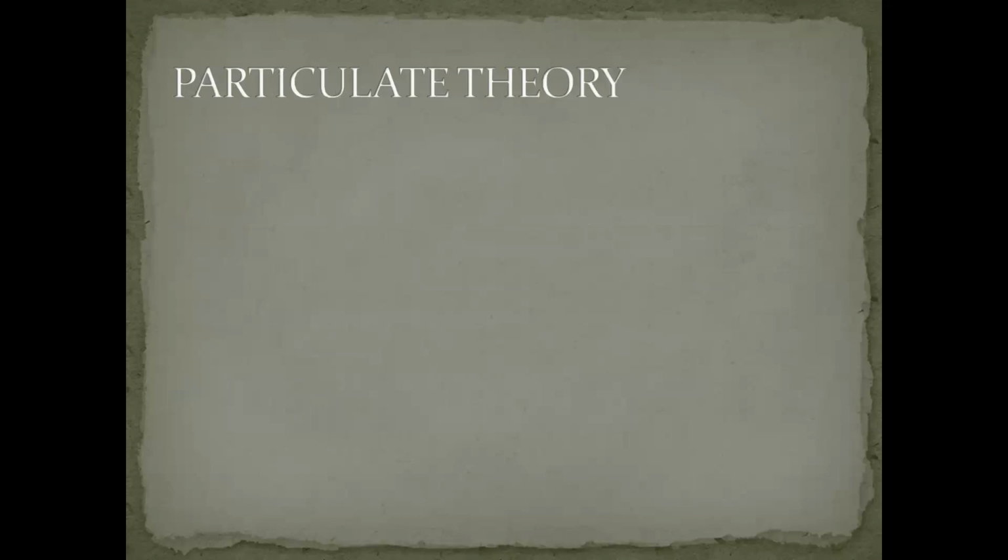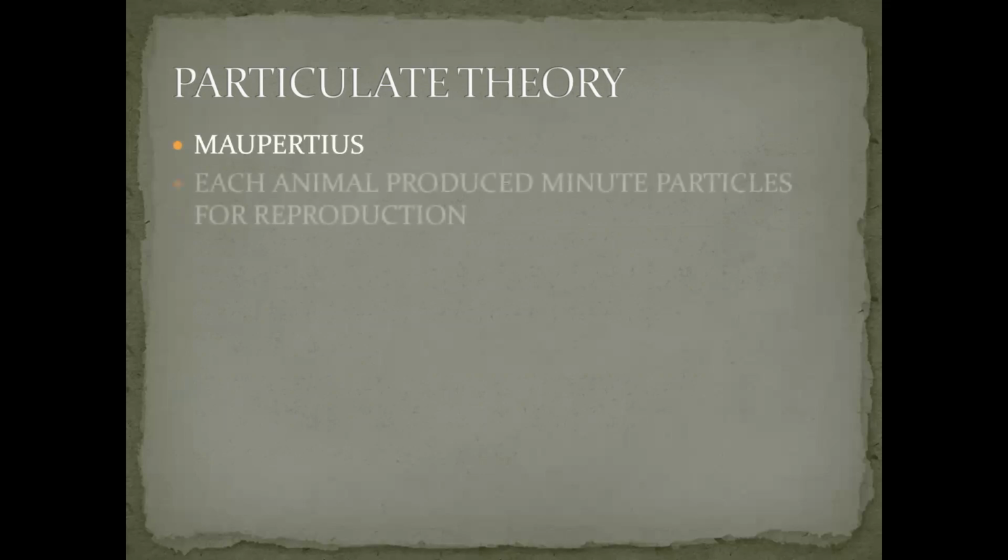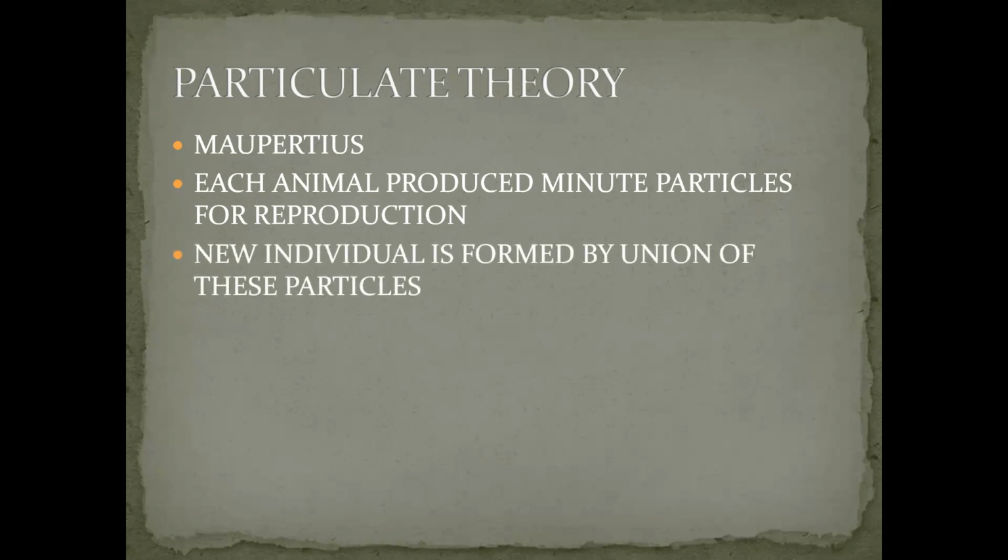Then we have particulate theory. This was given by Maupertuis. What does this say? Each animal produces minute particles for reproduction. Almost the same as what we now say, sperm and egg. He didn't give the name. He said they produce minute particles for reproduction. A new individual was formed because of the union of these two particles, just like how we get a zygote from fusion of male and female gametes. So he was somewhat correct, close to the idea.